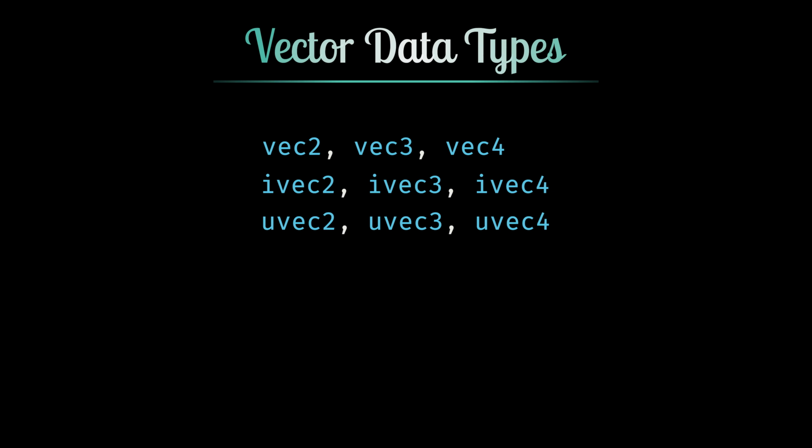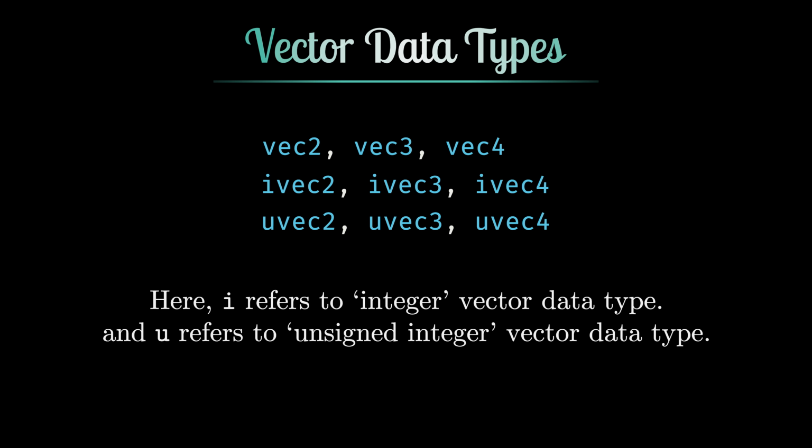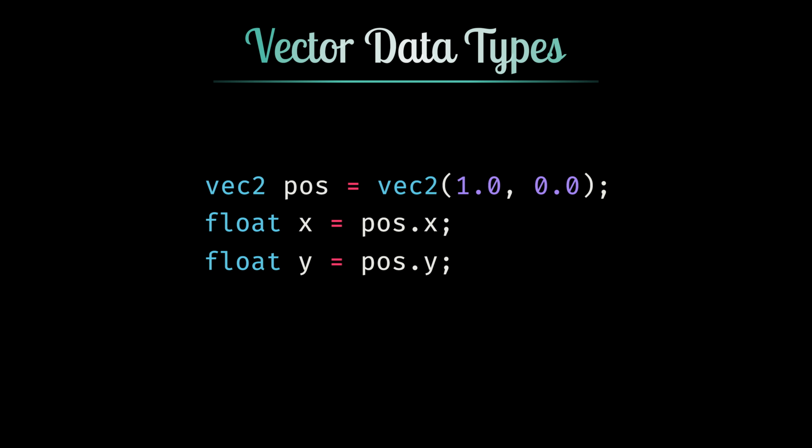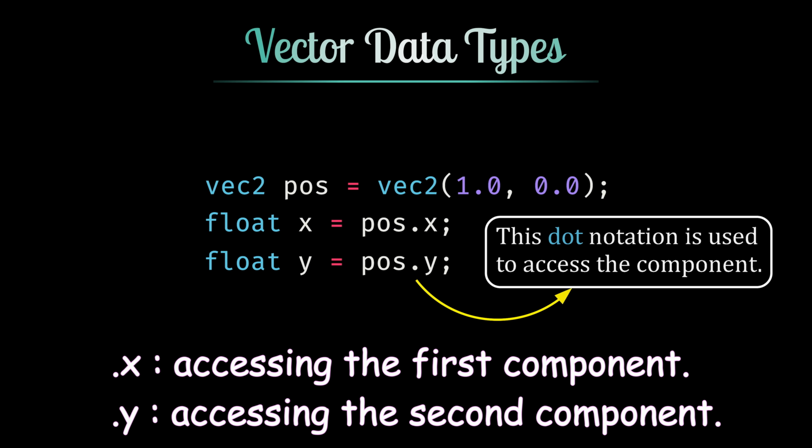Moving forward, we have the vector data type, which is used to define a vector quantity like position, color, or some velocity. The number in vec2, vec3, or vec4 denotes the number of components it consists of. For example, vec2 is used to declare the position in 2 dimensions. And to access these coordinates, we can use the dot notation, like float x equals pos.x and float y equals pos.y. With that, you can already guess that .x means we are accessing the component at index 0 and .y refers to the component at index 1.